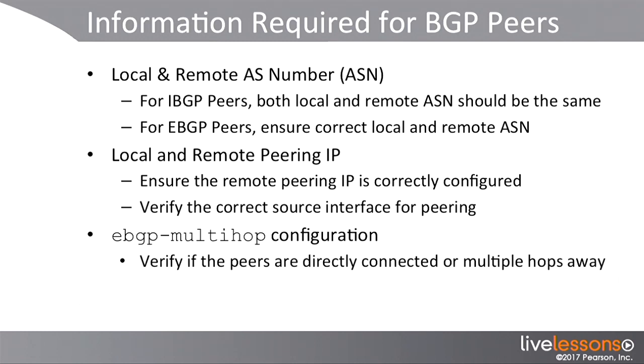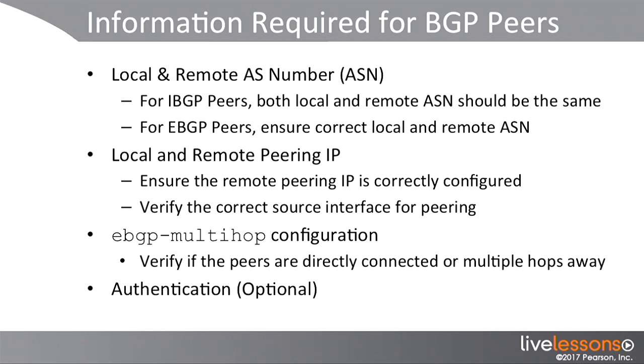The third important thing to look for is your eBGP multi-hop. For eBGP connections, usually your peering will be on the directly connected interface. But if the remote peering device or IP is multiple hops away, in those scenarios, you need to ensure you're configuring the correct hop count. By default, if you don't configure any hop count number, it takes the value of 255. So remember, as a best practice, it is good to configure the exact hop count.